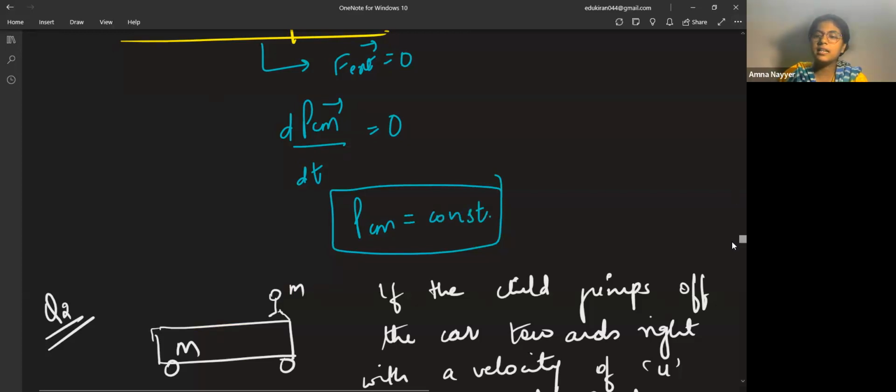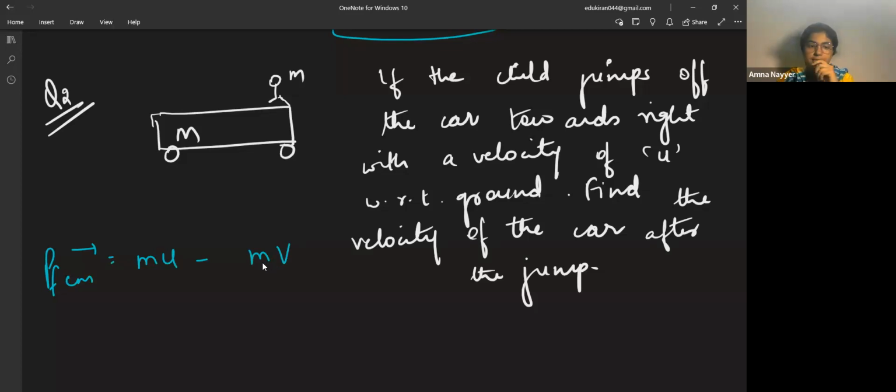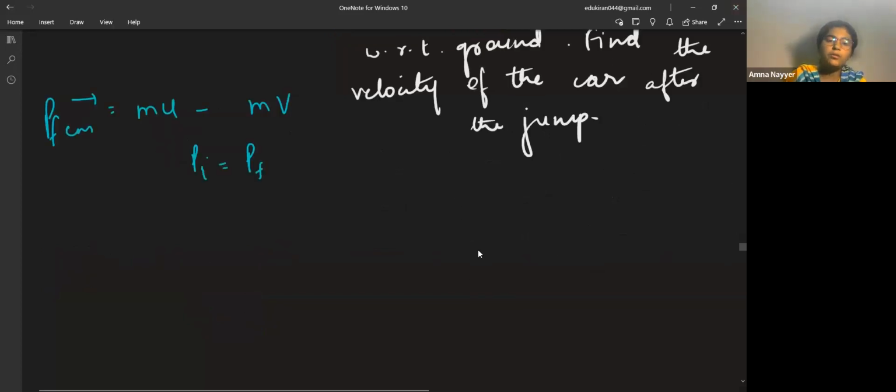This question says that if a child jumps off the car towards right with a velocity u with respect to ground, find the velocity of the car after the jump. So see, you will apply conservation of momentum here only. Final momentum of center of mass will be mass into initial velocity minus mass into final velocity. So initial is equal to final. That's what we have studied. Momentum will remain constant when you're talking about center of mass.